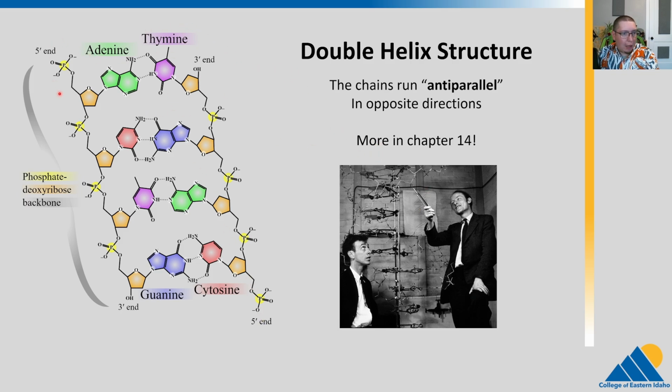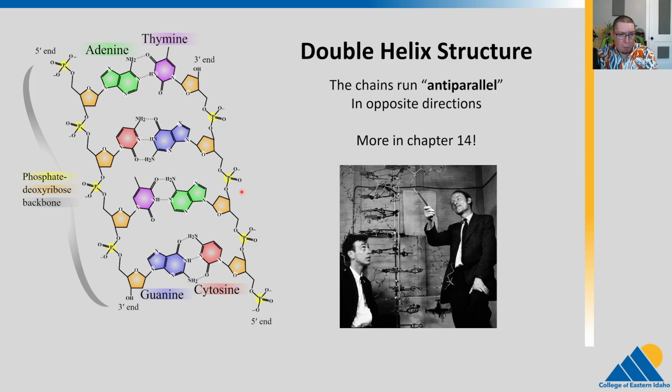I just want to reiterate that these bases pair together, but the directions go in opposite directions. So we call these chains anti-parallel. They run in opposite directions. We will come back to this in chapter 14 when we do the structure of DNA.